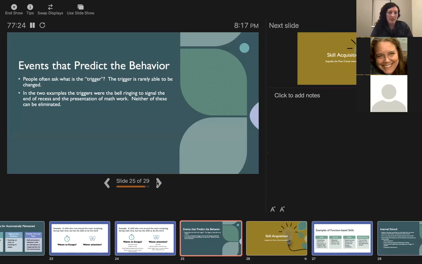Something I hear people talk about a lot, and I think it's a misconception out there about behavior: events that predict the behavior. People often ask, well, what's the trigger? And the trigger is rarely able to be changed. In the two examples, the triggers were the bell ringing to signal the end of recess and the presentation of math work. Neither of those things can be eliminated. I've even had teachers feel pretty upset by well-meaning interventionists asking, well, what are you doing that's triggering it?